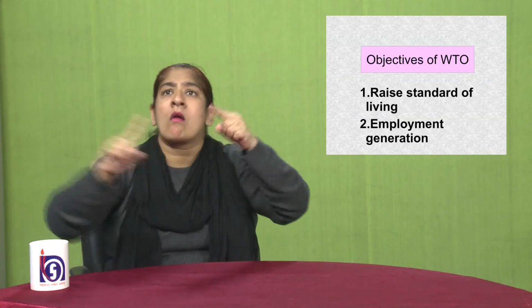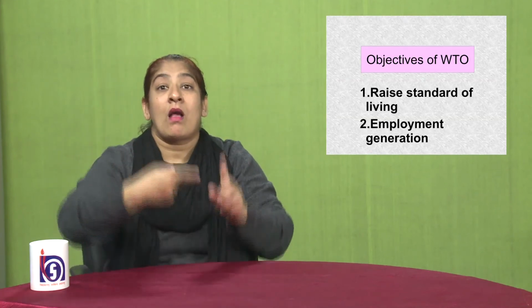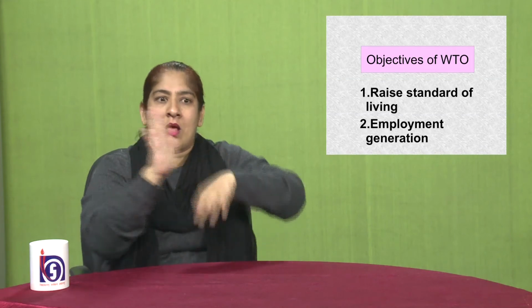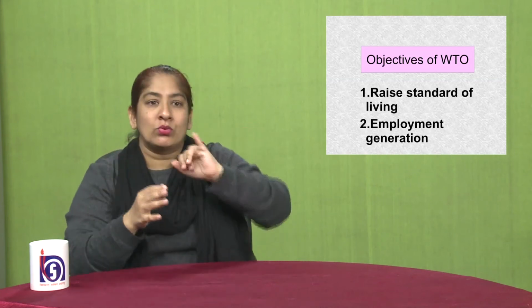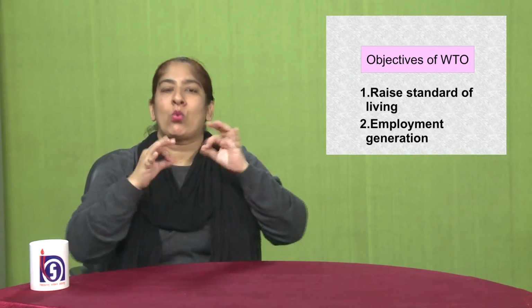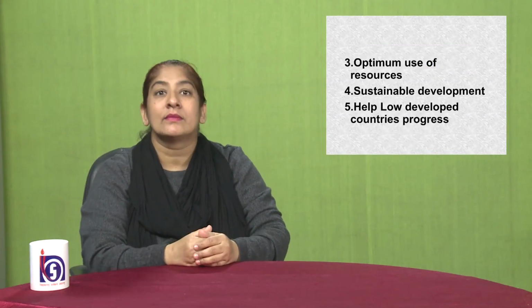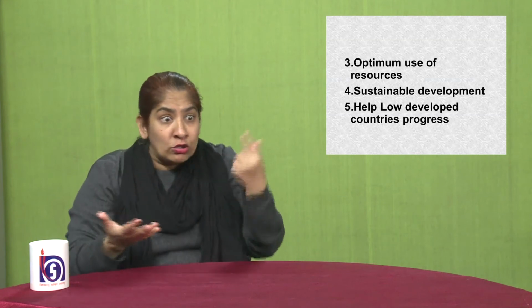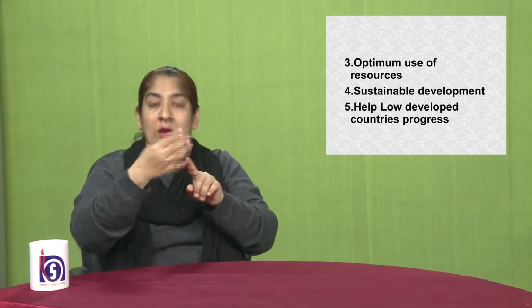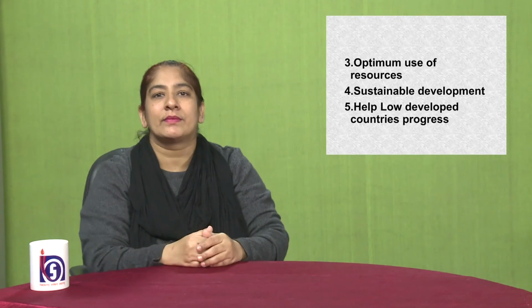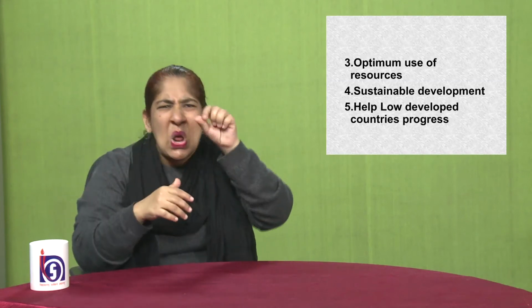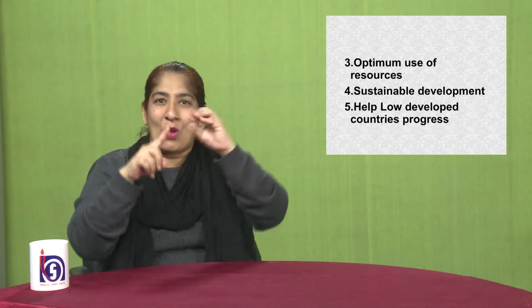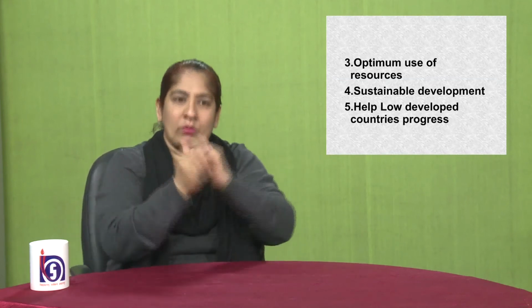What are the objectives of WTO? Let's find out. First is raise standards of living. Second is employment generation. Third is optimum use of resources. Fourth is sustainable development. Fifth is help less developed countries to progress and support them. WTO looks after them.